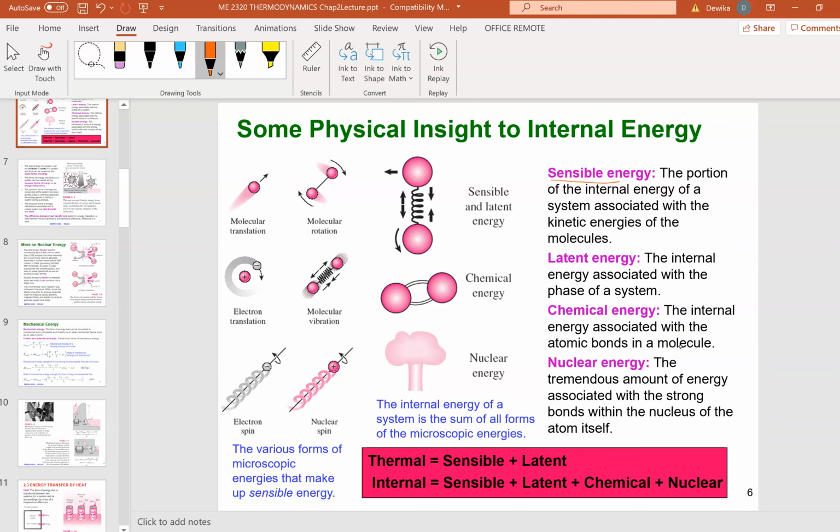So we have sensible energy, the portion of internal energy of a system associated with the kinetic energy of the molecules, and then we have the latent energy due to the phase change, and then we have the chemical energy due to the atomic bonds, and then we have the nuclear energy. This is more of the nucleus of the atom itself, like uranium, plutonium, and all those things. So this is how they move. You can just have a look at it.